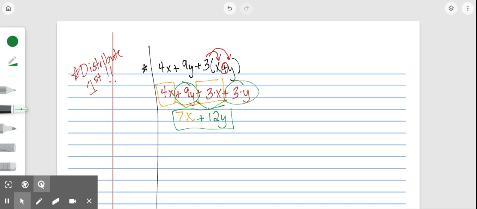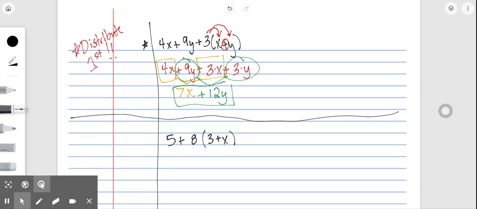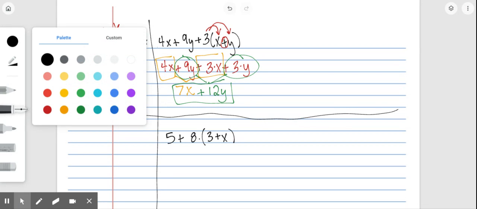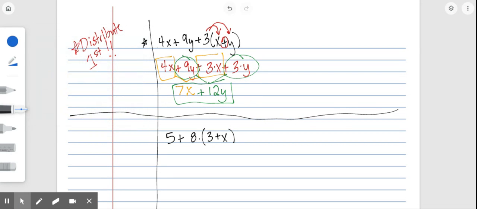Let's try one. Okay, here's another one. It's a little bit simpler, but it's the same idea. You can't add the 5 and the 8 yet. You have to do distributive property first. Okay, distribute first. So I'm going to distribute that 8. So I'm going to keep the 5. It stays the same. And I've got 8 times 3, which is 24. And then I've got plus 8 times x.